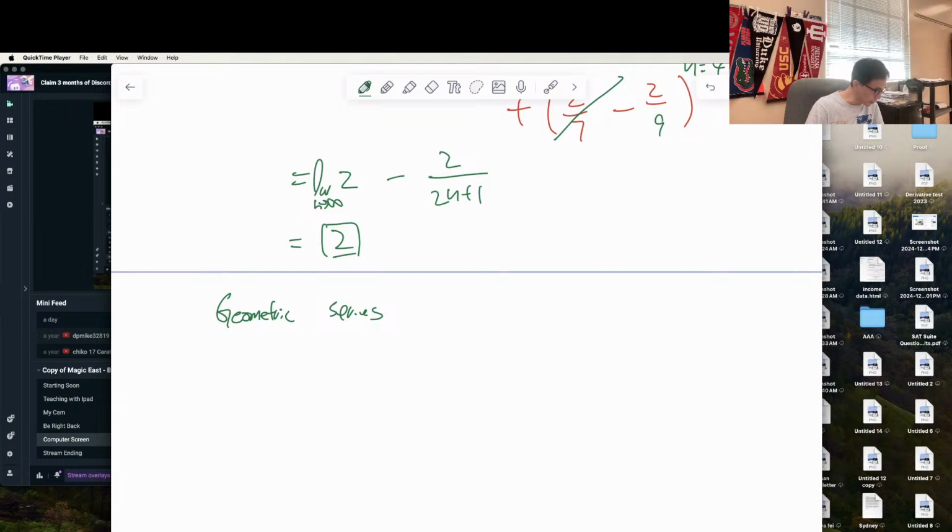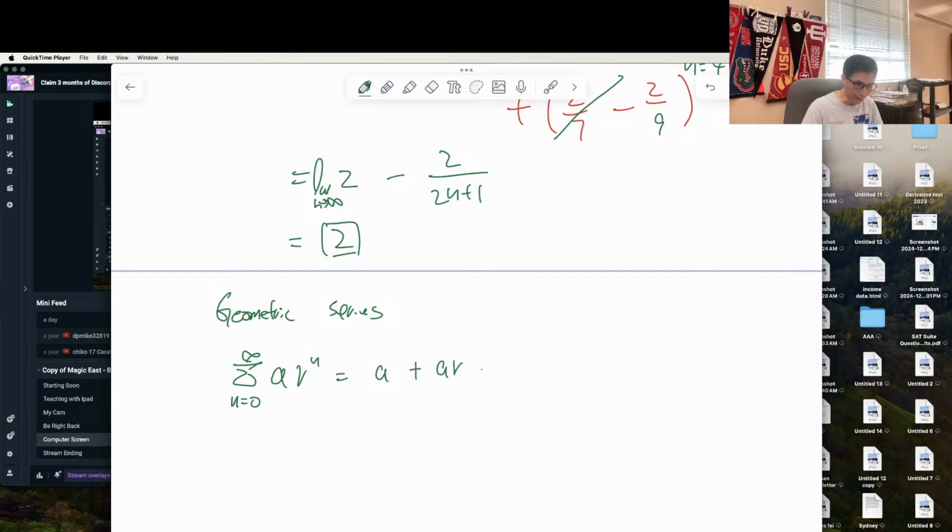Okay, what is a geometric series? A geometric series is a summation from n equal to 0 to infinity of a times r to the n, where r is called the common ratio. Let's say this one's a. Your next term is going to be plus ar, plus ar squared, plus ar cubed, and so on until ar to the n. A cannot equal 0, because if your first term equals 0, then everything is going to go to 0.